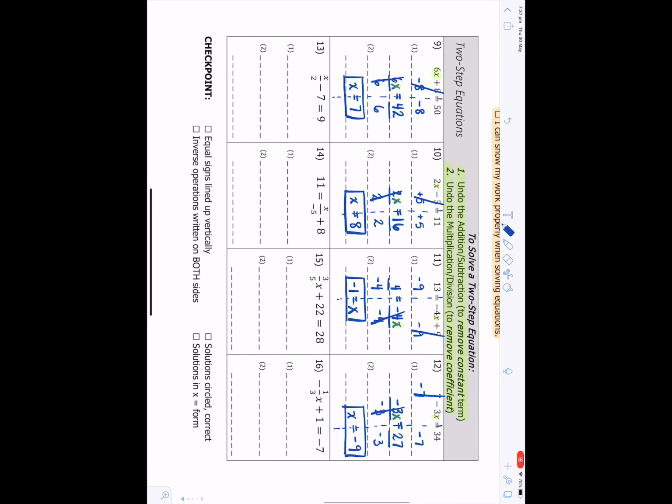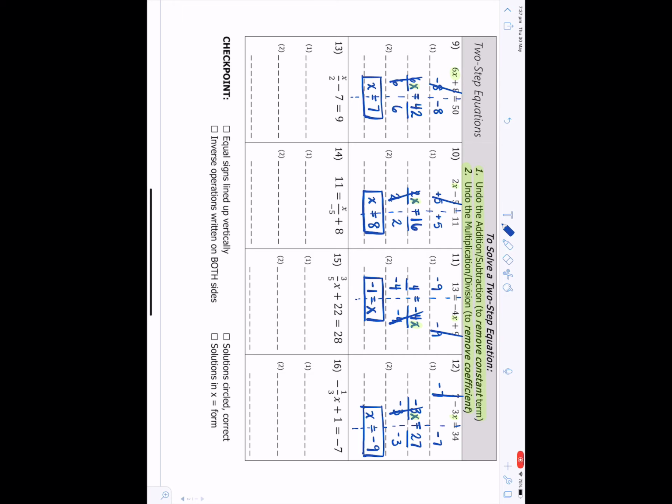All right, let's try a few more. Now the ones below involve fractions, so we're going to need to think about how to undo division and how to undo numbers that are being multiplied by fractions. So let's start with number 13.